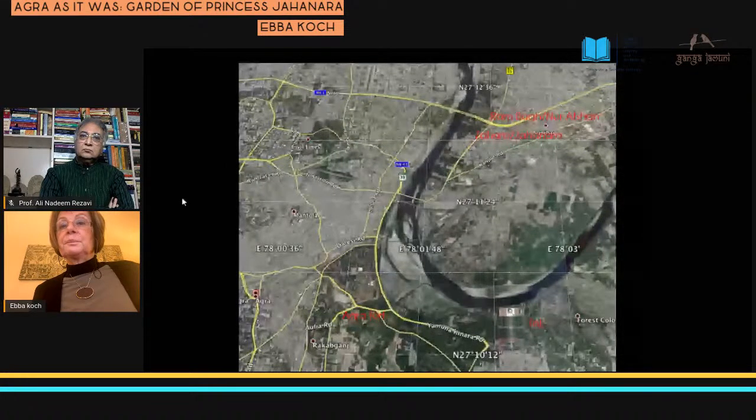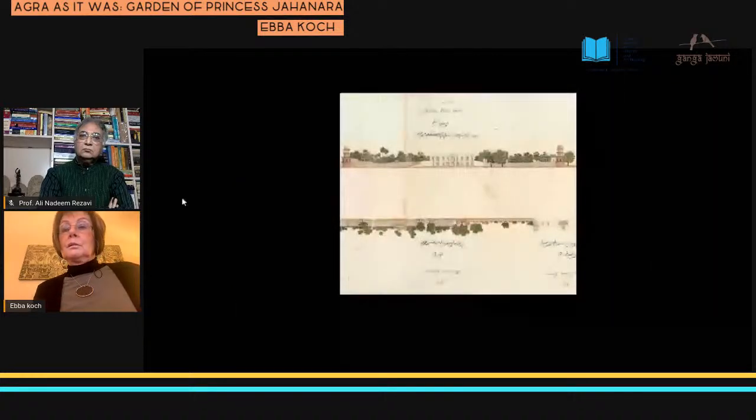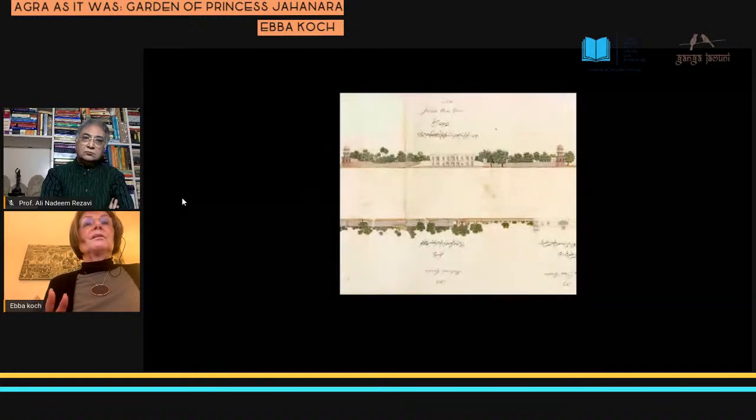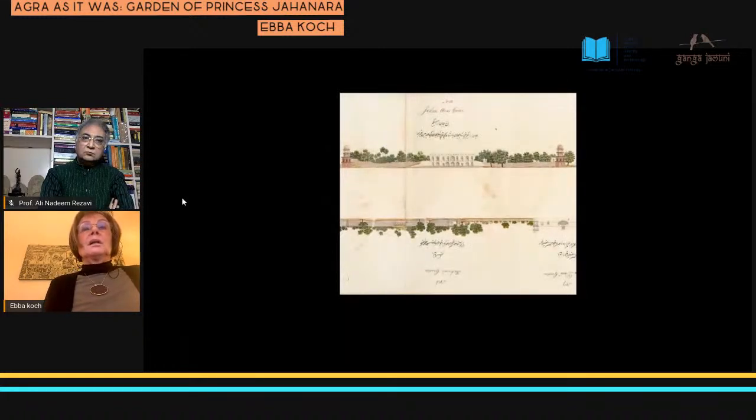So we have Jahanara's garden in English, and in Persian Bagh Jahanara, and in Urdu also Jahanara Begum, Beti Shah Jahan Badshah, etc., which reads in translation the garden of Jahanara Begum. And Jahanara Begum was the daughter of Emperor Shah Jahan. It was constructed in the age of Shah Jahan.